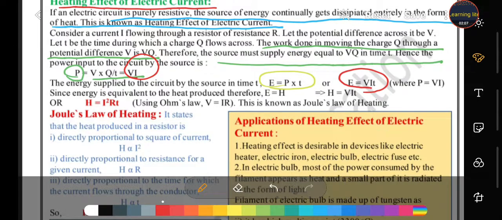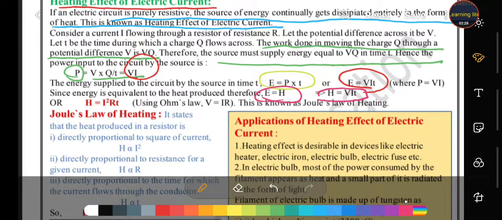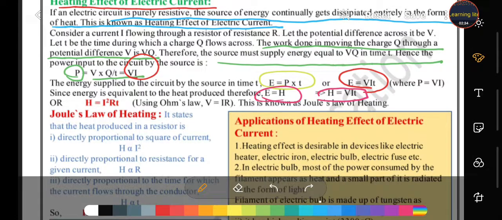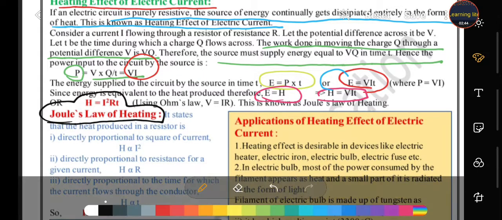Since our energy is equal to the heat produced, how much energy we supply to our electrical appliances, so much amount of heat is produced by that appliance. So our energy is equal to the amount of heat, E is equal to H. It means H is also equal to VIT. Why? Because E and H both are equivalent. And this is called our Joule's law of heating. H equals I square RT.